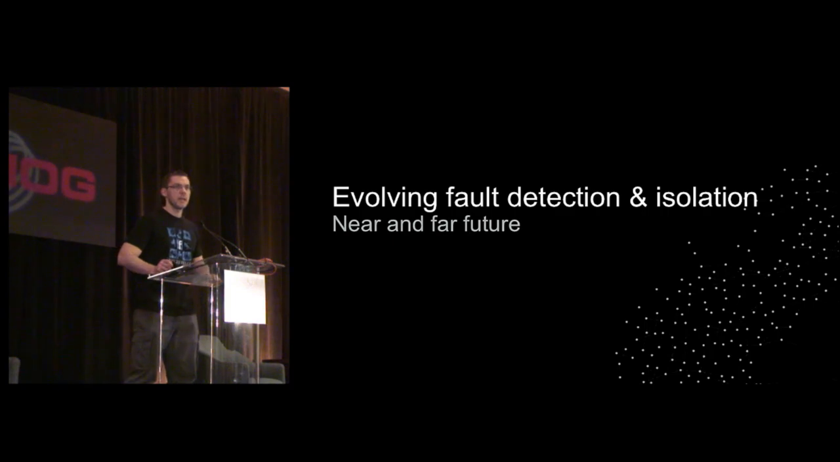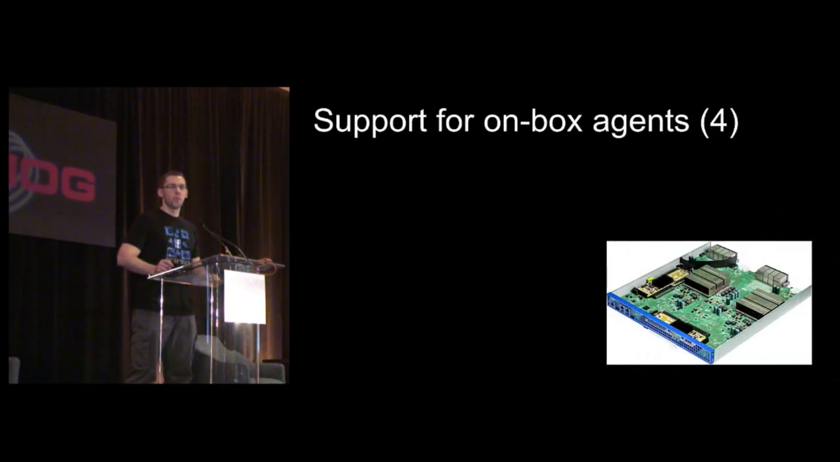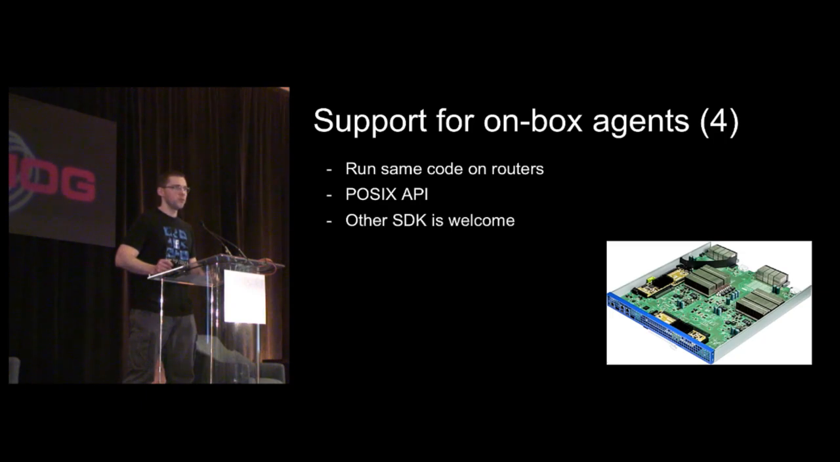Okay, and the last few slides are about future directions. So first of all, we are investing time in being able to run our code on networking boxes. We want to run the same code we have on the servers on the devices in the network. For this to happen, we need the box to provide the POSIX API, same sockets, raw sockets, all this jazz. Of course, any other form of SDK is highly welcome. We encourage all vendors to support this.